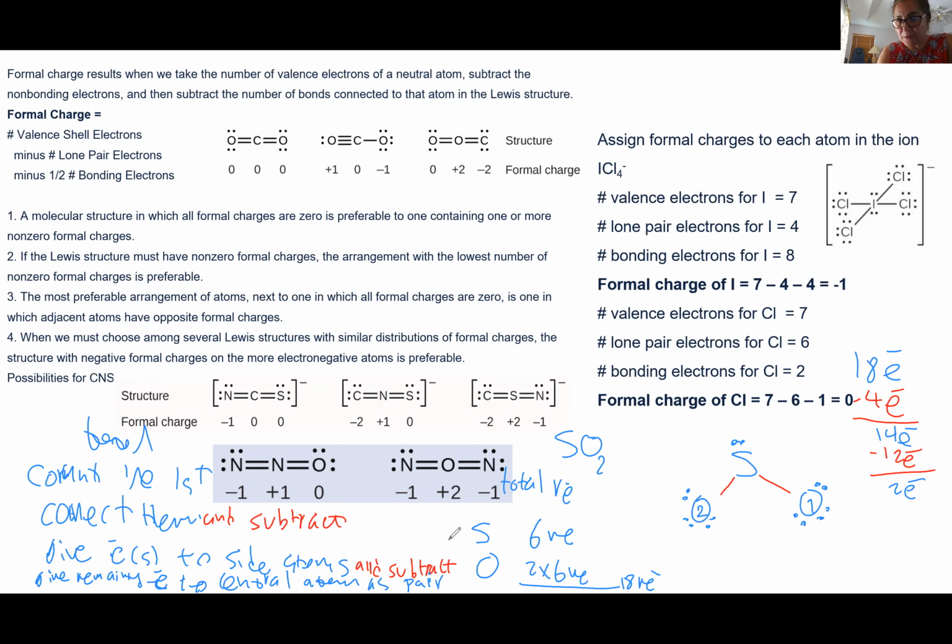Next step, make sure that every element has 8 electrons. We already made sure that the oxygens have 8 electrons. Now, if the central atom doesn't have 8 electrons, it is missing electrons, what you do is you start sharing more than 1 pair. Use additional sharing.